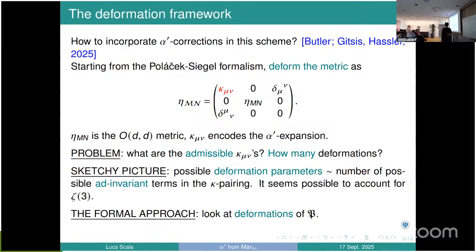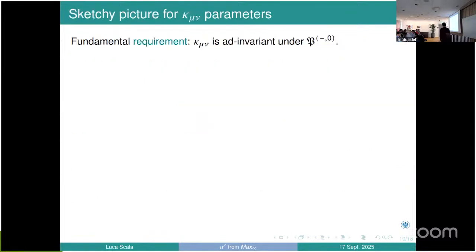While the formal approach, of course, would be to look at formal deformation of this Poincare infinity and then check what happens. Now let's come to this sketchy picture. So the fundamental requirement, as I was telling you, is that this kappa mini is invariant under this non-positive sector of the Poincare infinity algebra.